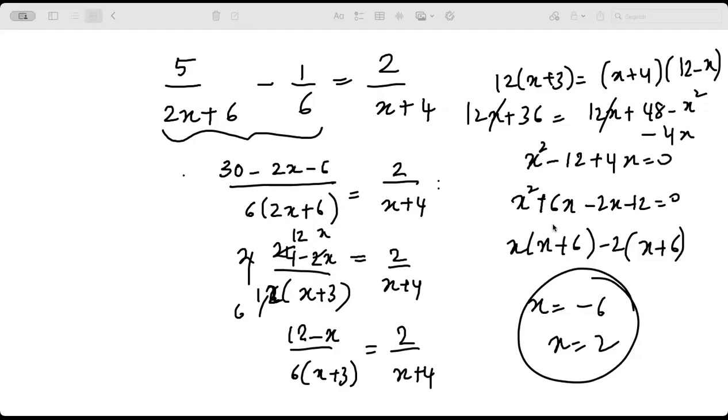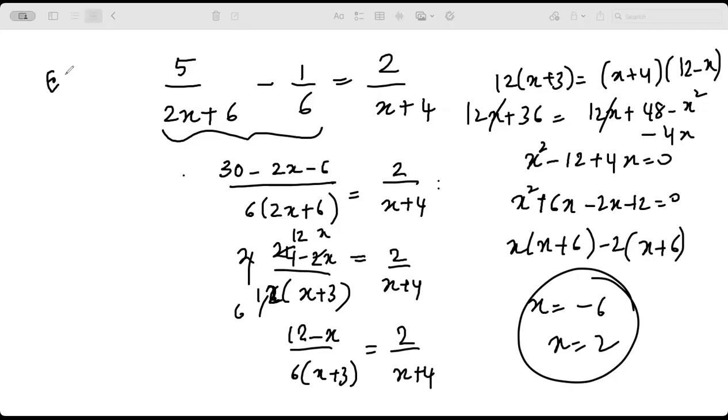I have a question. Yes, ma'am. So can you also multiply x plus 4 on both sides and then do it that way? Yes, you can. There are multiple ways of doing it. Any acceptable method is good.